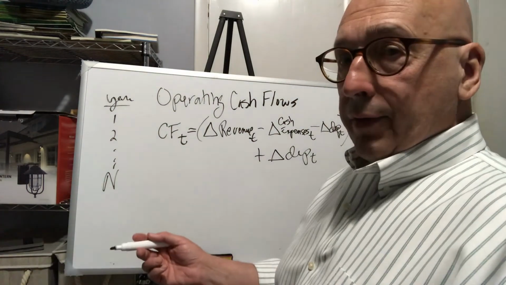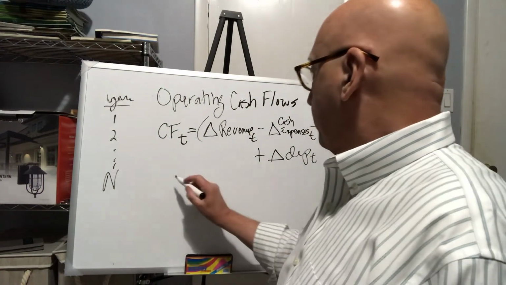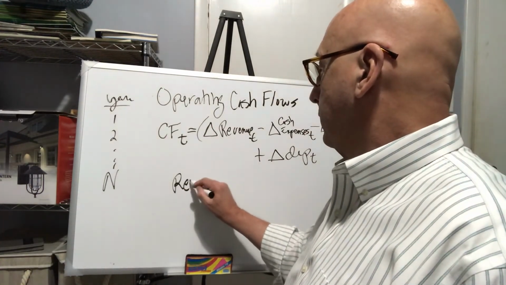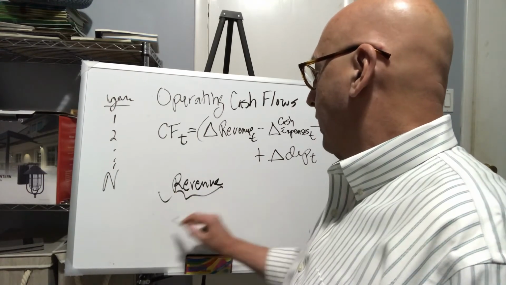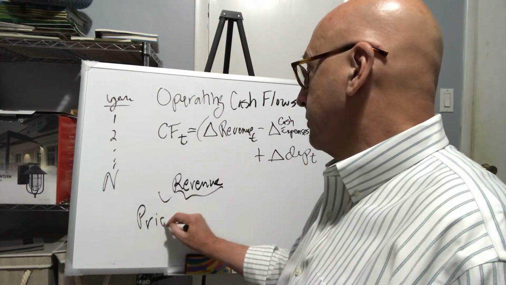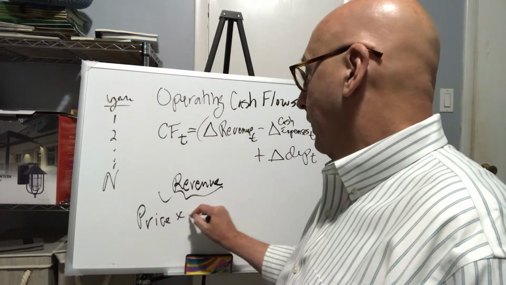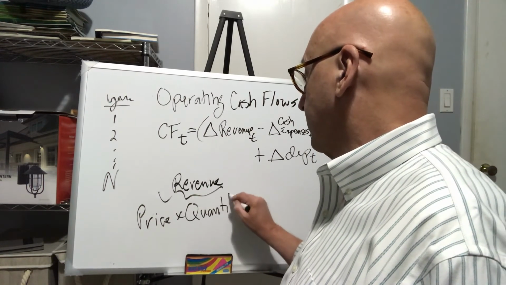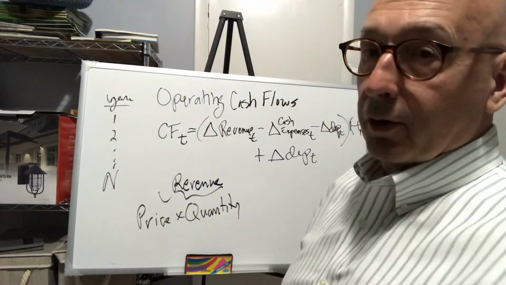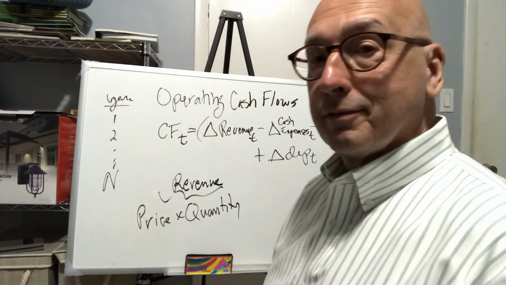Now, you might want to think about the underlying variables here. So for revenue, you're really thinking about the price of whatever it is you're selling times the quantity, or the volume, that you're selling. So P times Q. Well, that's not surprising.